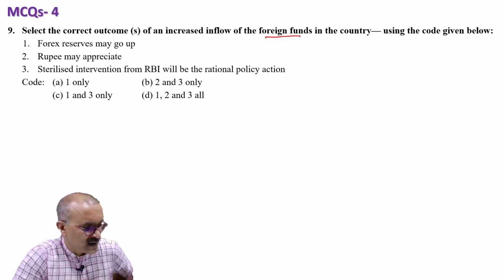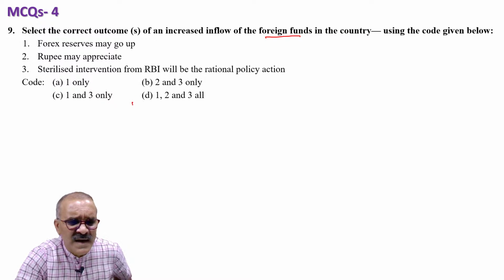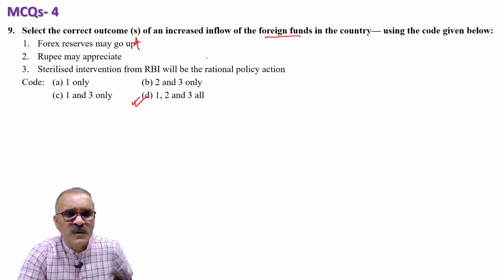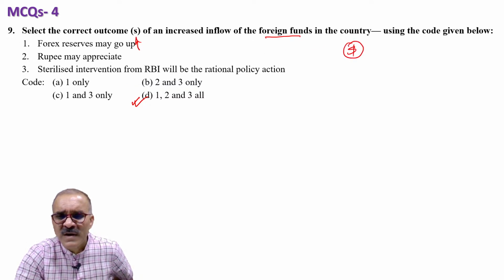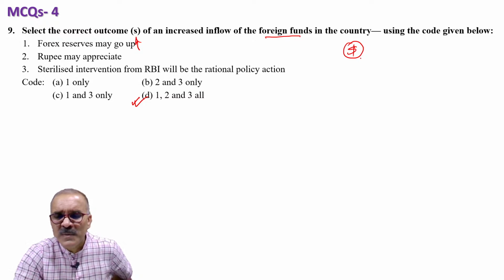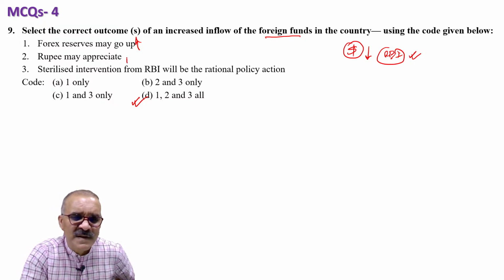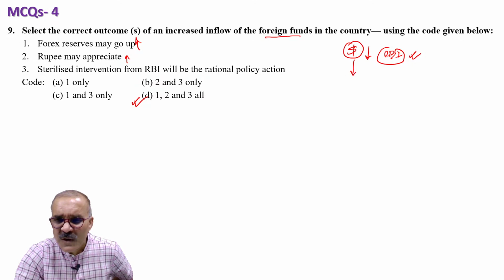Rahul says D, Raghunath says D. Its correct answer is D. Well done. Forex reserve may go up. Why? Because when there is more foreign fund, I am using the dollar symbol to mean foreign fund, when they flow in, RBI might start purchasing them. The forex reserve might go up. The rupee may appreciate, correct, because when more dollars flow in and the supply of rupee remains the same, the rupee will start appreciating.